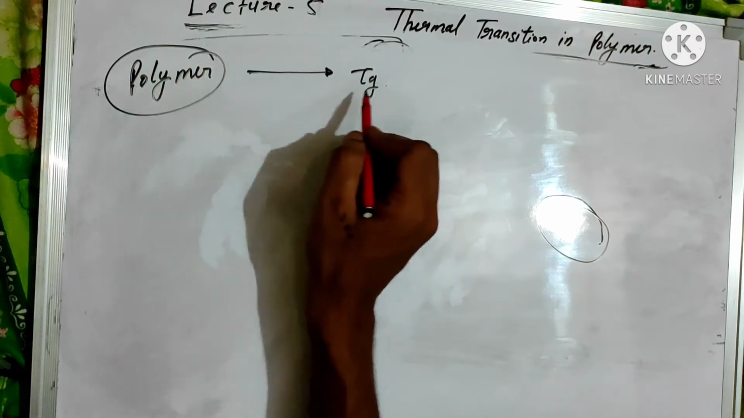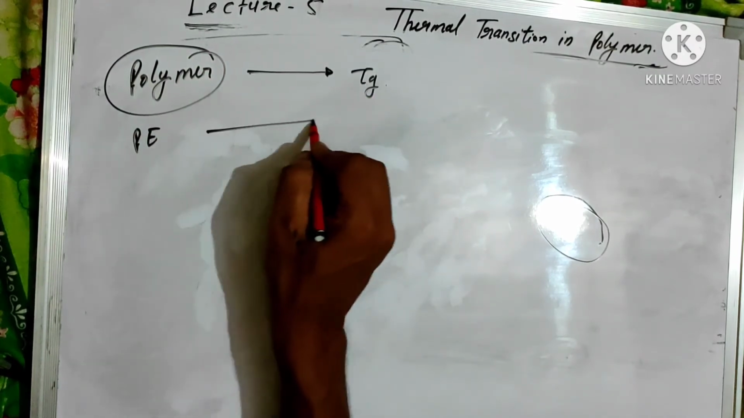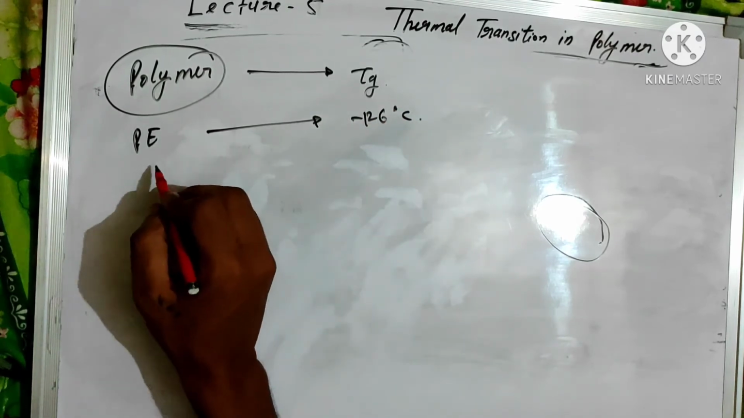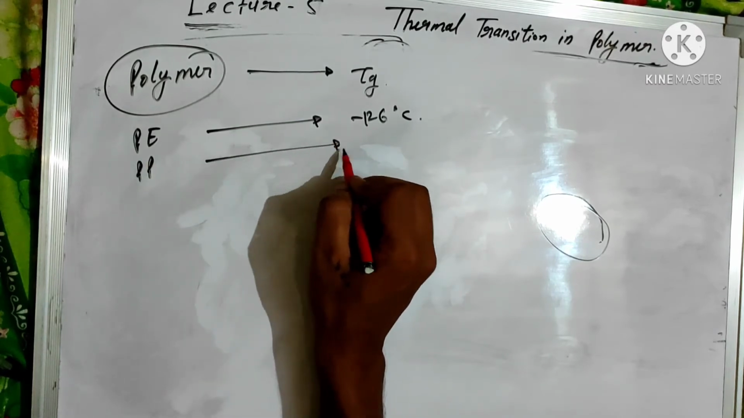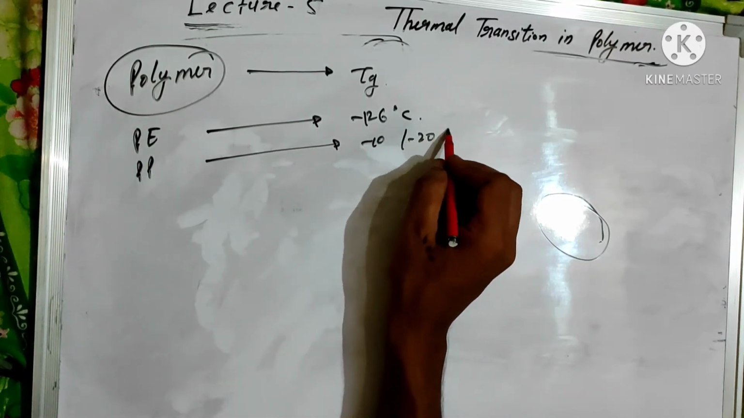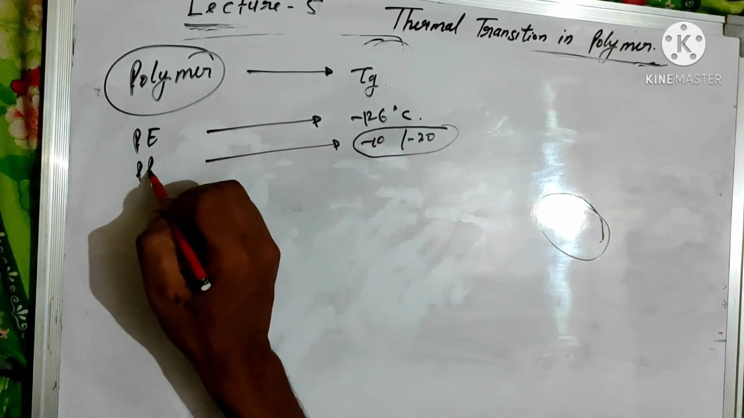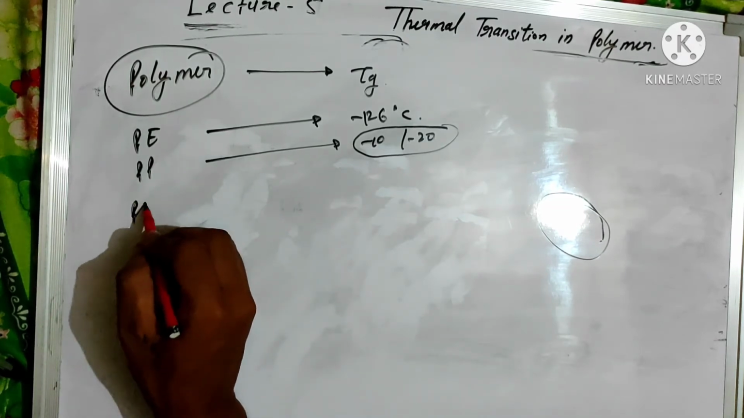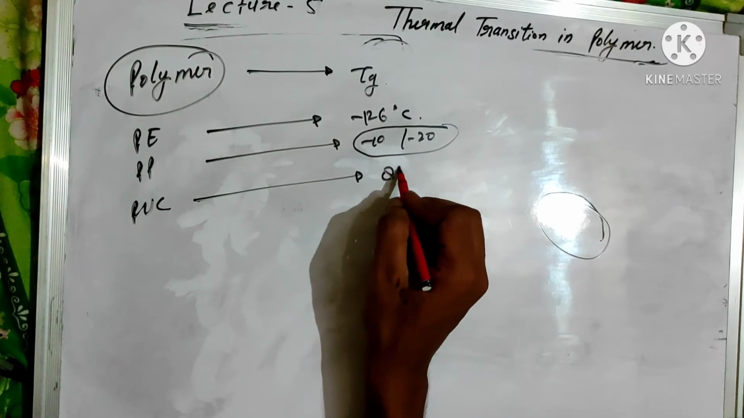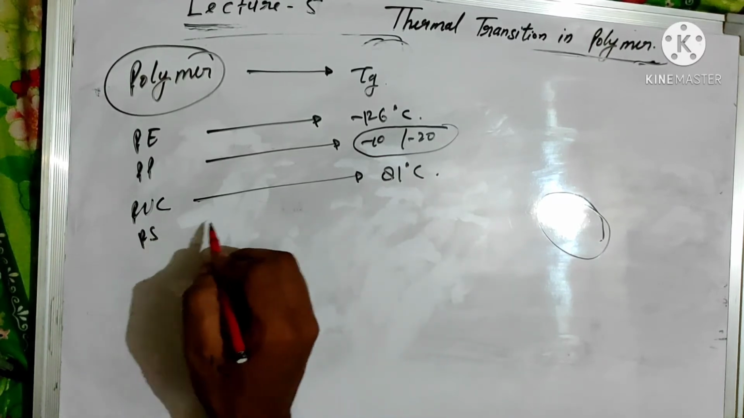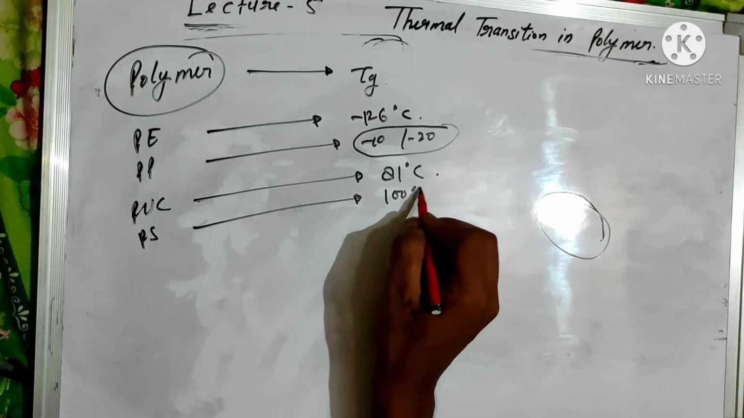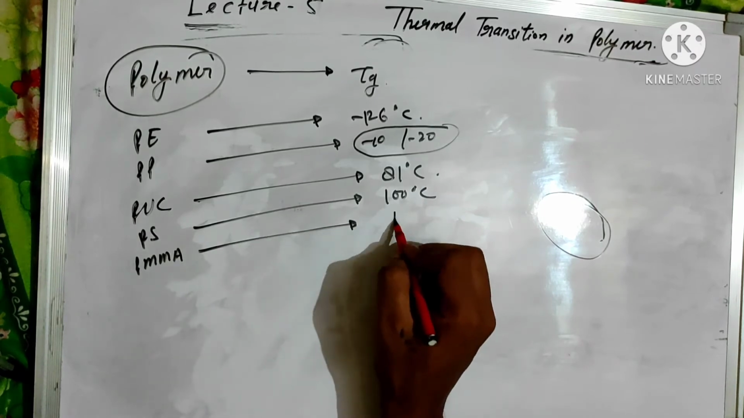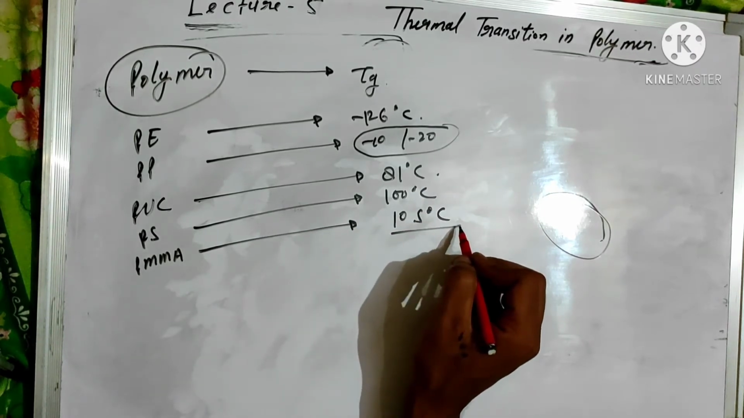Some polymers and their glass transition temperatures: polyethylene has a glass transition temperature of around -126 degrees centigrade. Polypropylene has a glass transition temperature of either -10 or -20 depending on the type of PP, of which there are three types: isotactic, syndiotactic and atactic. PVC has a glass transition temperature of around 81 degrees centigrade. Polystyrene has a glass transition temperature of around 100 degrees centigrade. Polymethyl methacrylate has a glass transition temperature of around 105 degrees centigrade.